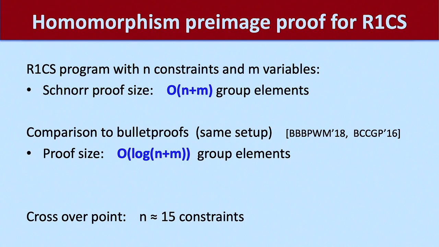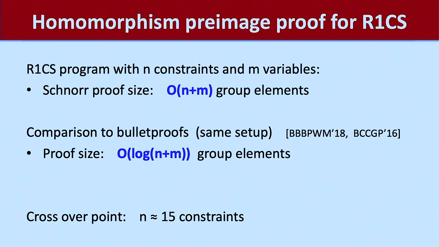If you have larger circuits, it makes more sense to use bulletproofs. And so the question is, where's the cutoff? It turns out it's at around 15 multiplication gates. If your circuit has more than 15 multiplication gates, you should be using these shorter proofs. If not, then you're still better off using Schnorr.